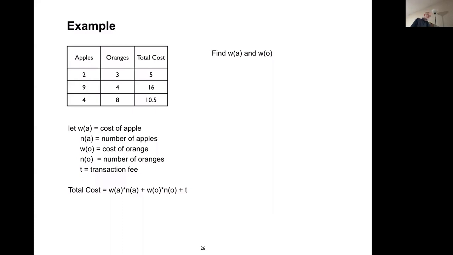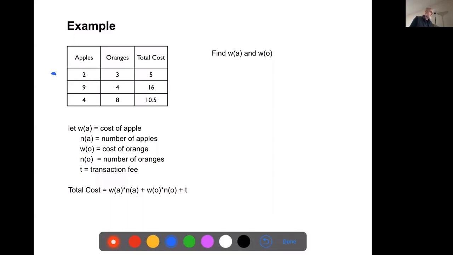So here's an example, with made-up data. Someone bought two apples and three oranges, and it cost them 5 units. Someone went to another place and bought 9 apples and 4 oranges, and it cost them 16. And at a third store, someone bought 4 apples and 8 oranges, and it cost them 10.50.